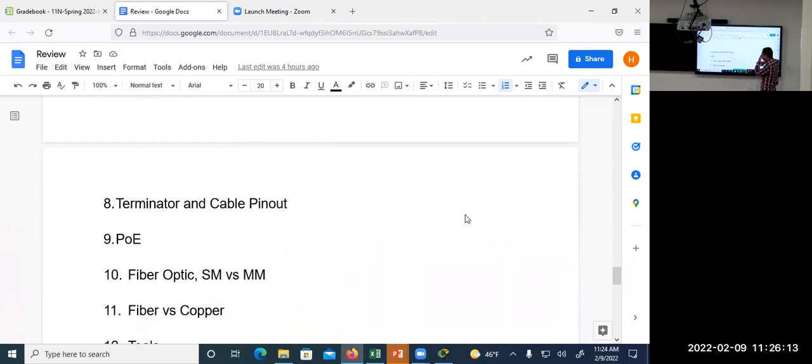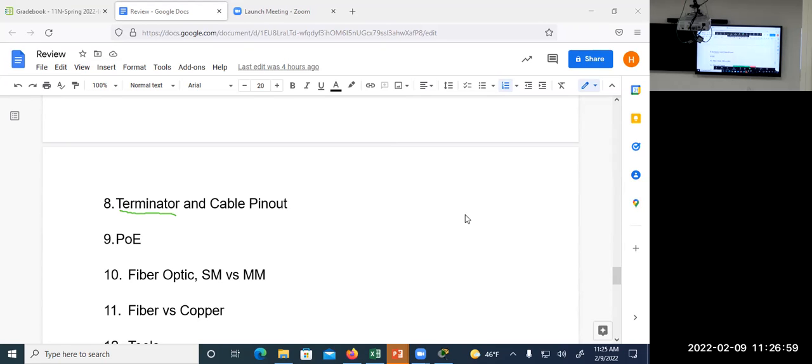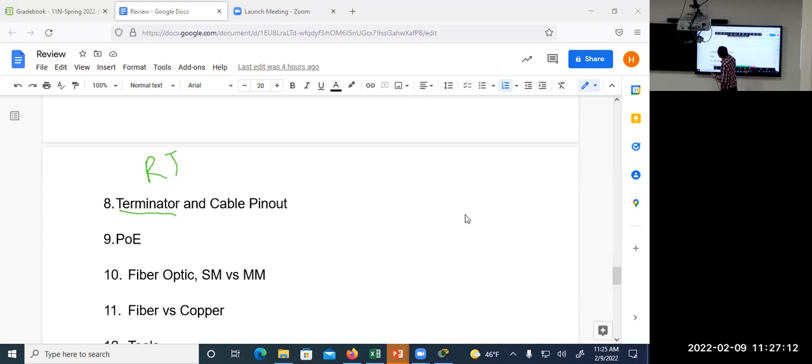Okay, so now you also learn something about the terminator and cable pinout. For FTP and UTP, what type of terminator do you use? What do you think? So you have a cable and you have to terminate it. What is the name of the terminator? RJ45, right? They call it RJ45.